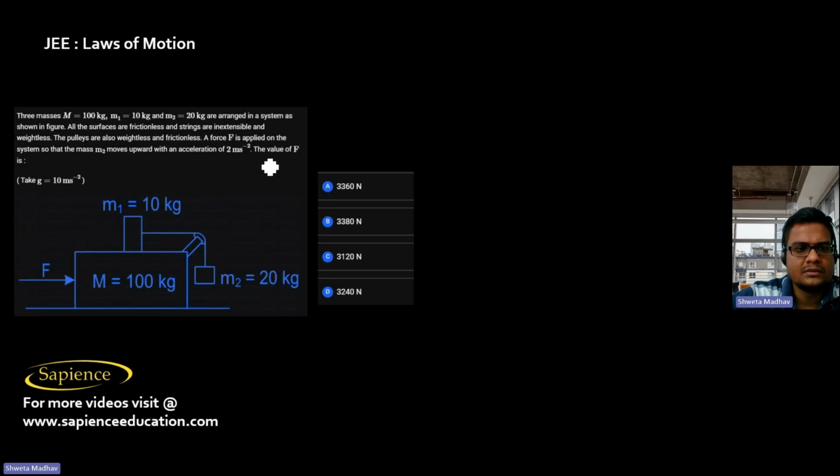Here it is told that three masses M, M1 and M2 are arranged in a system as shown in the figure. All the surfaces are frictionless and strings are inextensible and weightless. The pulleys are also weightless and frictionless. A force F is applied on the system so that the mass M2 moves upward with an acceleration of 2 meters per second square. Value of F is.